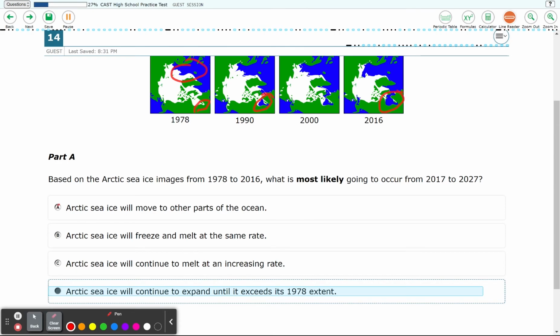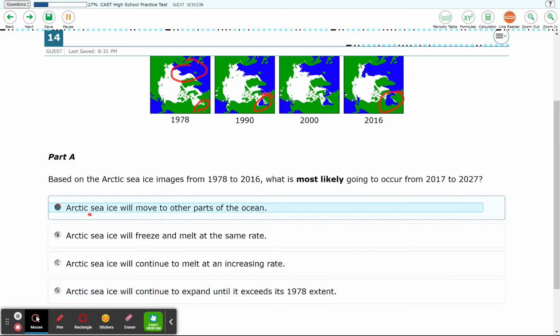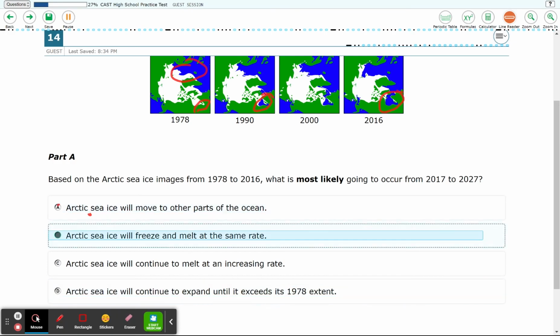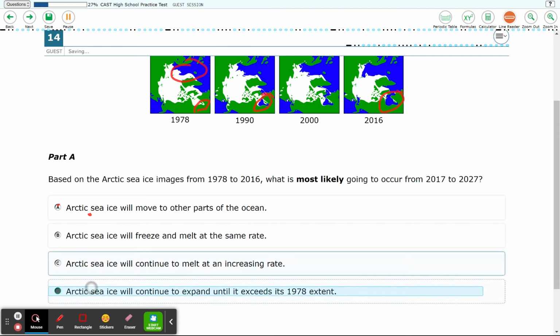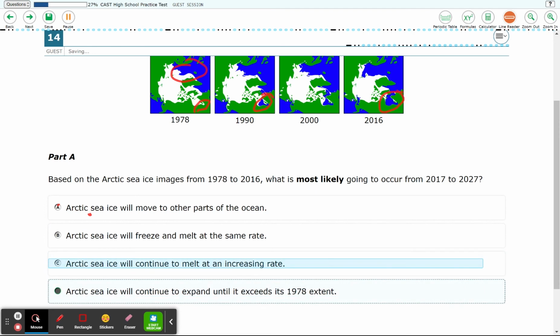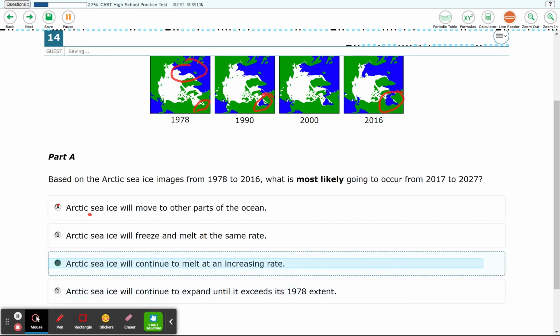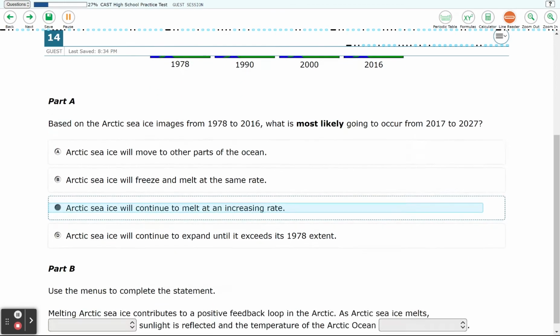We don't see any ice moving to other parts of the ocean. If it were melting and freezing at the same rate, then we'd have the same ice in each picture. And then these two both say the ice will continue to, meaning it's going to keep doing what it's doing. And so Arctic sea ice will continue to melt at an increasing rate. And as long as there's no other changes, that makes sense, that it's going to keep doing what it's doing unless something changes. Now let's go on and read part B.